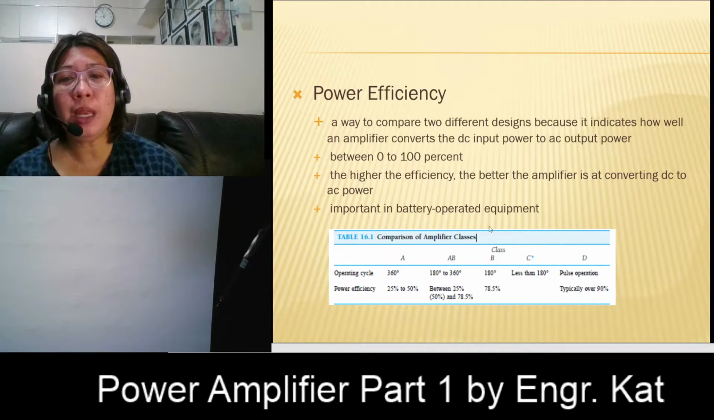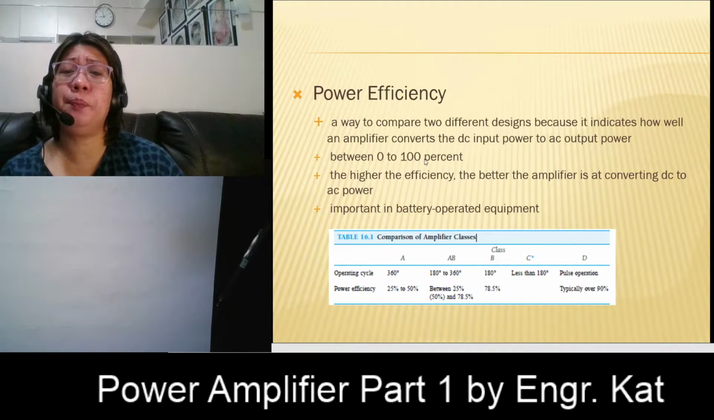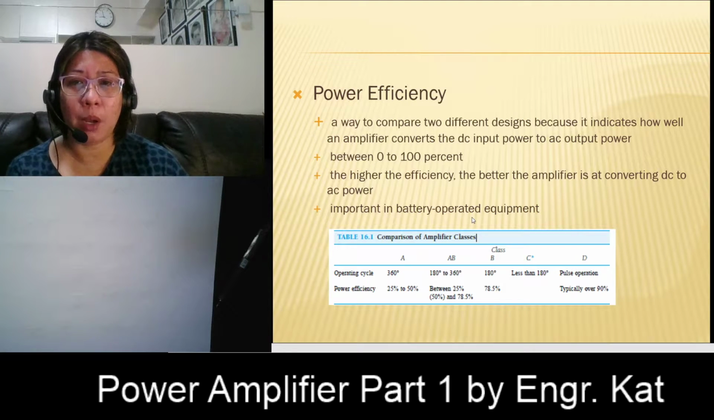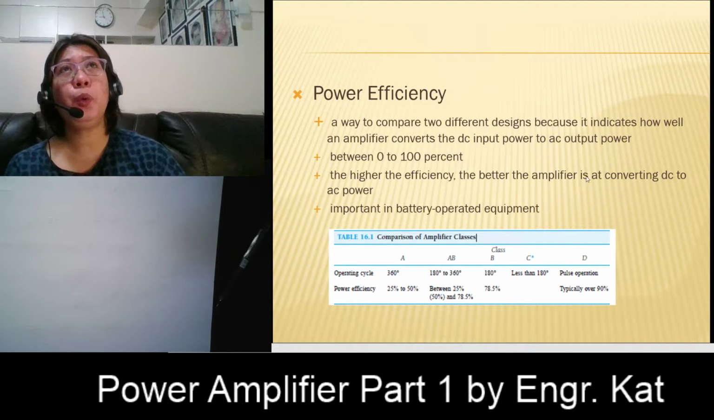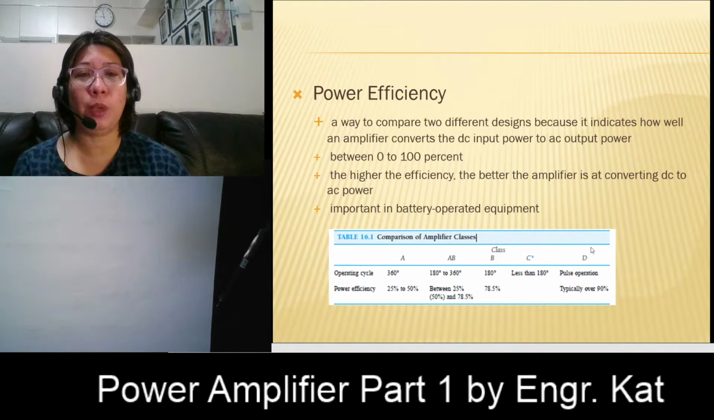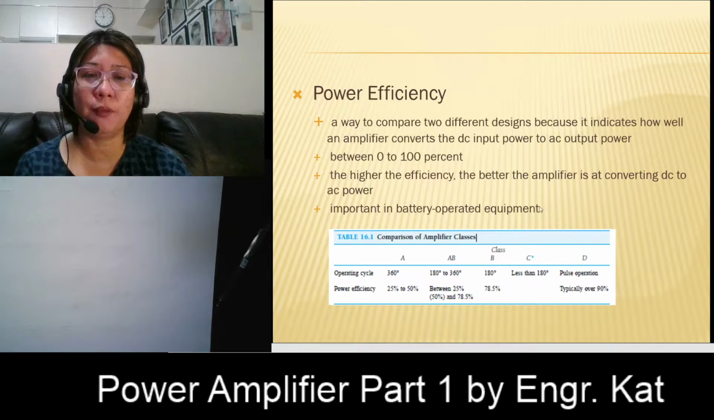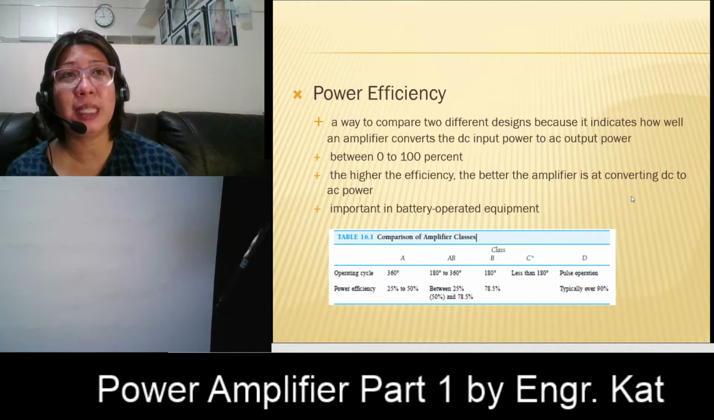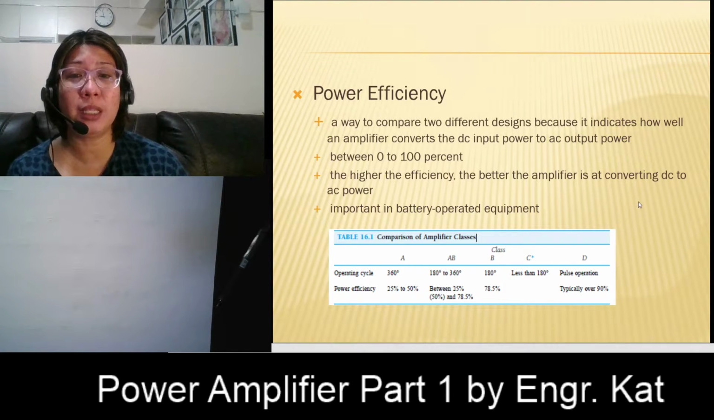Okay, so usually 100% is purely theoretical, because it means that all of the DC input will be converted into an AC output power. But in reality, when you build your circuit, you have components within it. Even resistors or the transistor itself tend to dissipate heat. As they dissipate heat, that heat is considered as a power, so it is already considered a power loss.